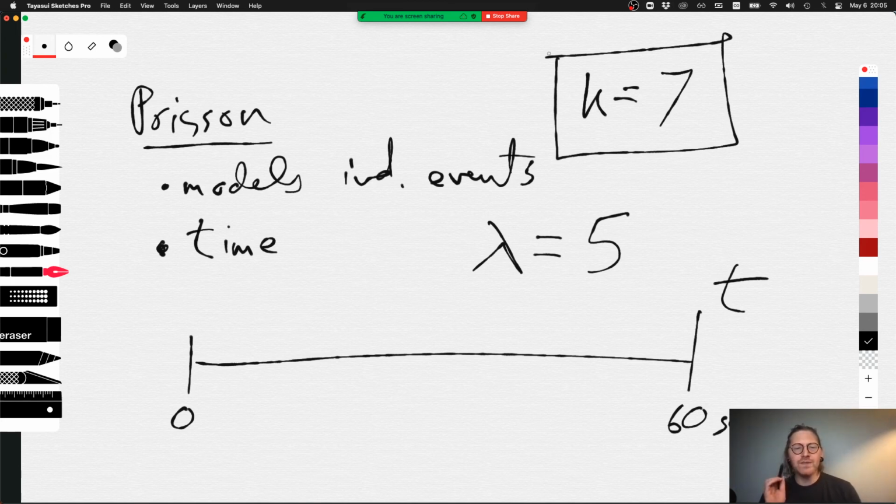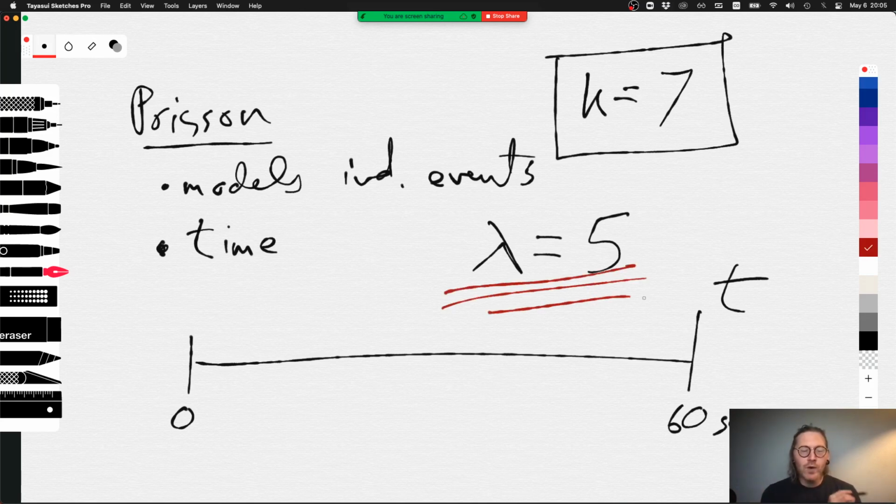That's a question that we can approach answering with Poisson. And it seems kind of magical because all we need is this. We just need to know an average number of events that we expect to occur. Of course, there are constraints.